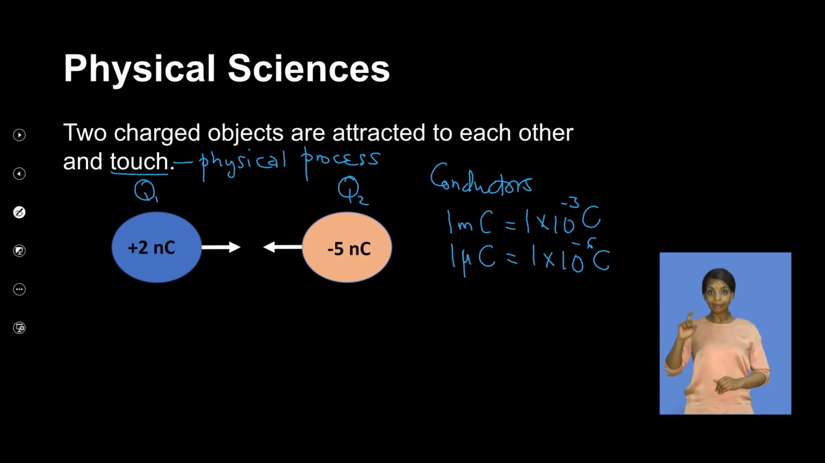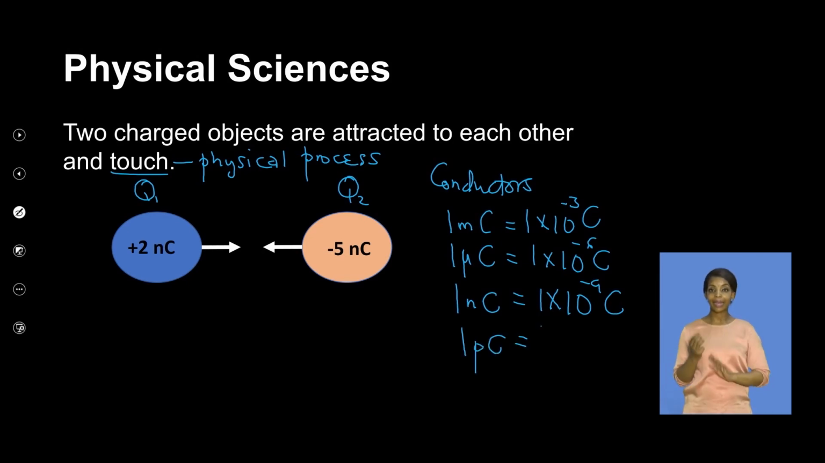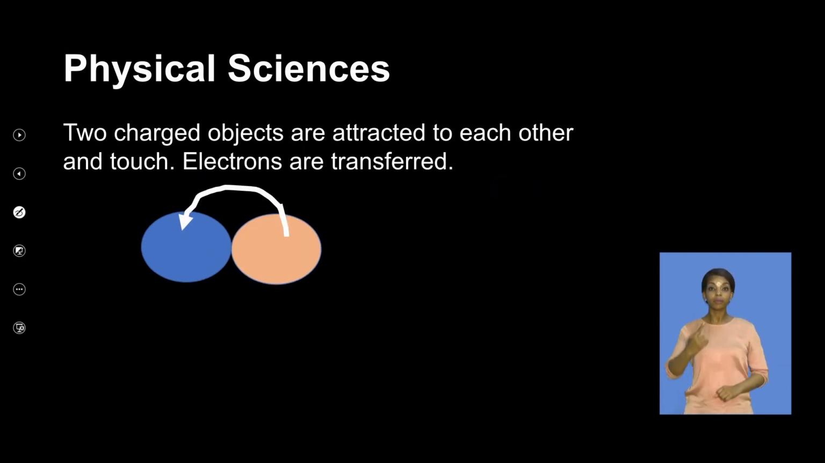And then we get to the nanocoulomb. 1 nanocoulomb is equal to 1 times 10 exponent negative 9 coulomb. And then we usually also deal with picocoulombs, which is 1 times 10 exponent negative 12 coulombs. So this should be very clear from the onset in terms of units. And now if the two come into contact, that's the physical process, we know that electrons are transferred.